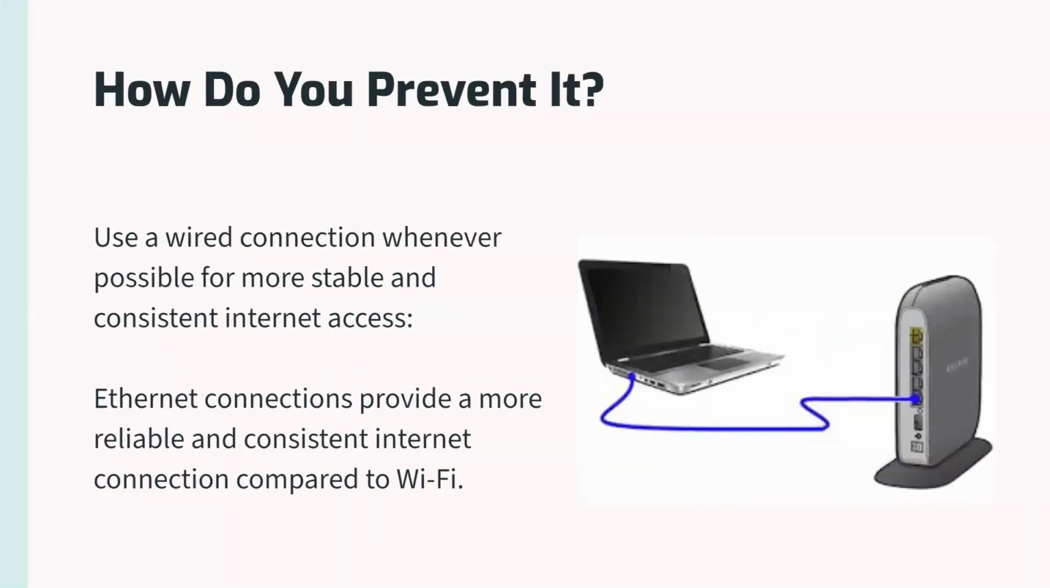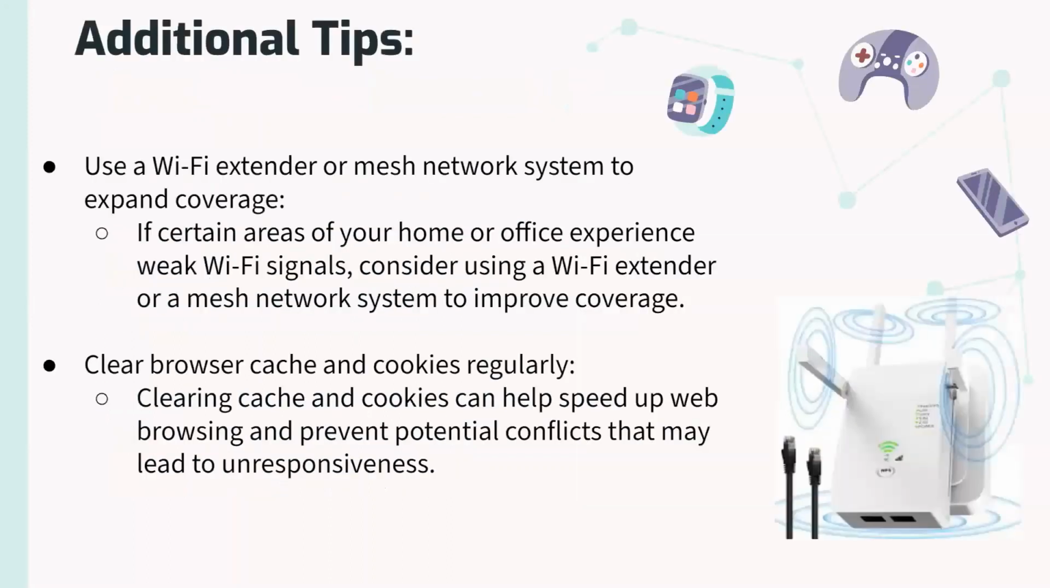You should also use a wired connection whenever possible for more stable and consistent internet access. Ethernet connections provide a more reliable and consistent internet connection compared to Wi-Fi. Additional tips. Use a Wi-Fi extender or a mesh network system to expand coverage. If certain areas of your home or office experience weak Wi-Fi signals, consider using a Wi-Fi extender or a mesh network system to improve coverage.